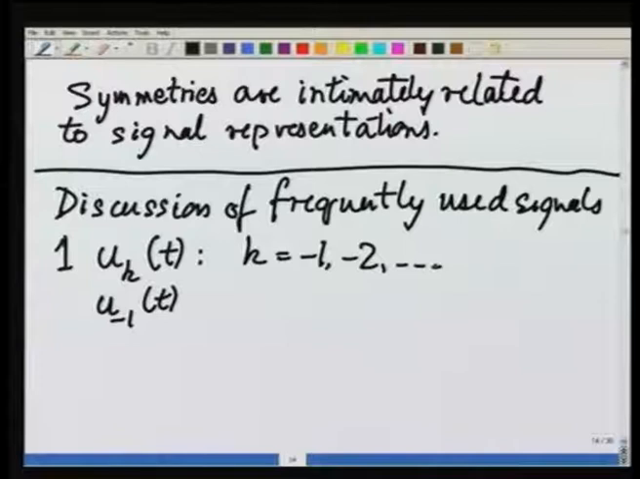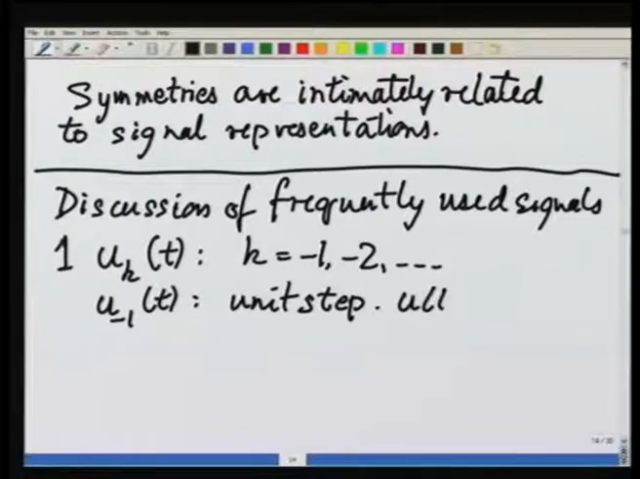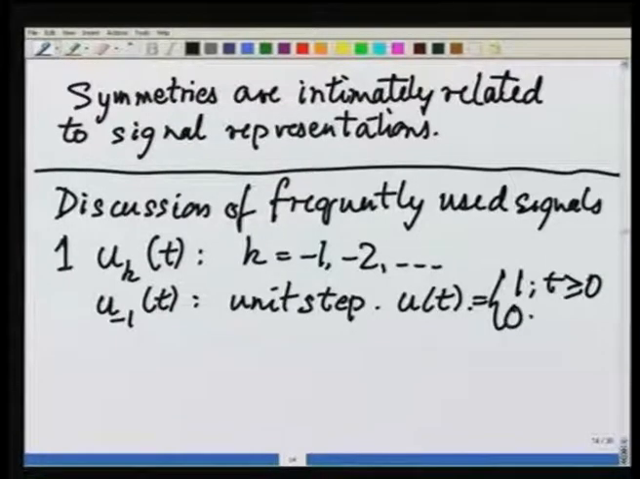So, what is u minus 1 of t? It is called the unit step. A signal that will come in very often in our discussions, and it is defined as follows. It is often denoted by u of t, and we will confine ourselves to u of t because writing u minus 1 of t is too cumbersome. u of t is defined as equal to 1 for t greater than or equal to 0 and as equal to 0 for t less than 0. This is the unit step.